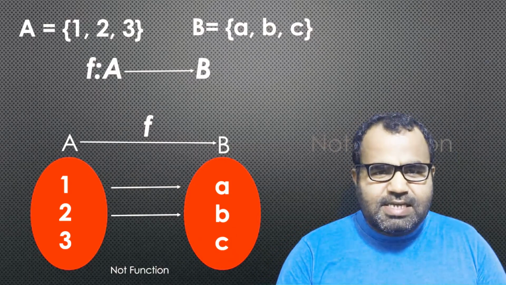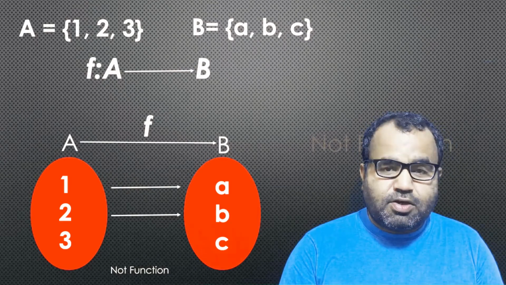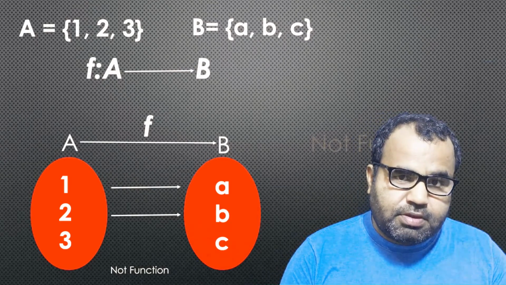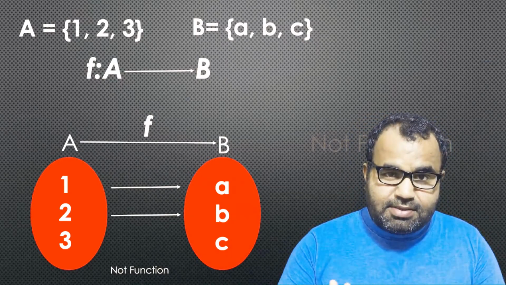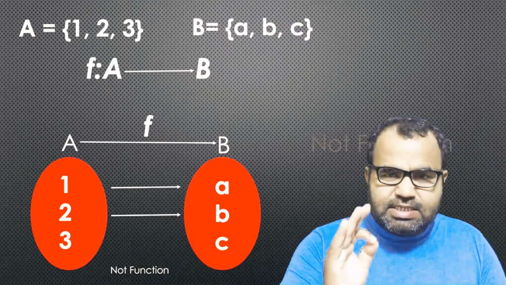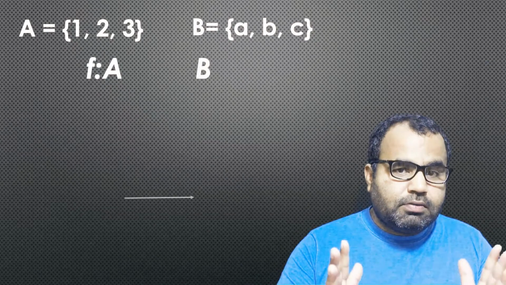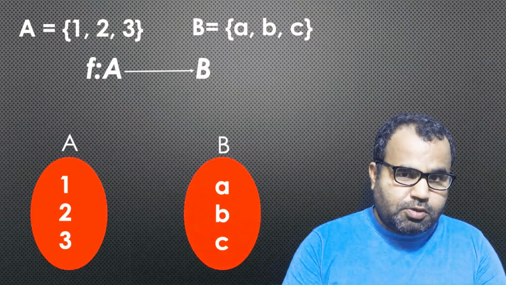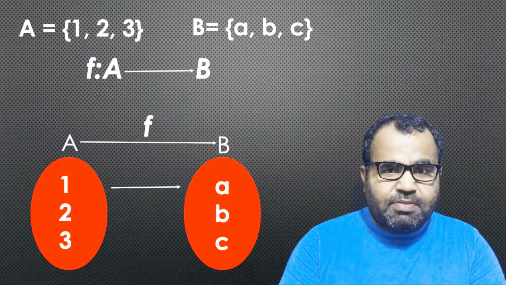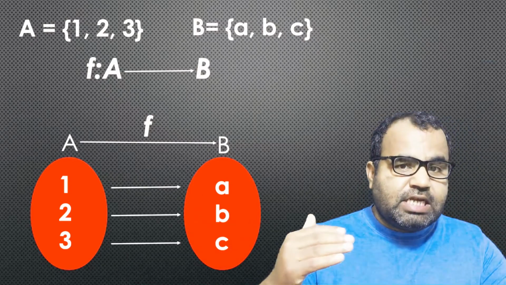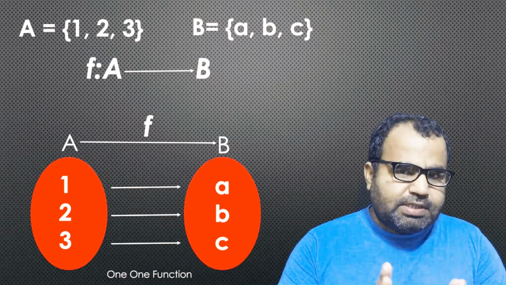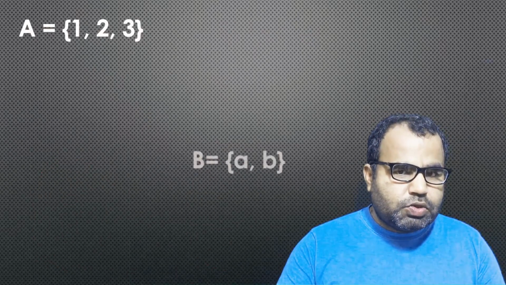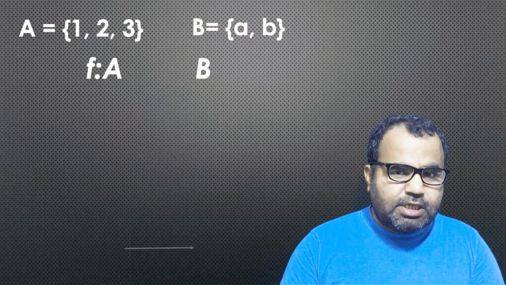Now check that 3 is not attached with any other elements of B. For each input, there is not an output, which means that this is not a function. If distinct elements have distinct images, then it is called a one-one function. Check on the screen that every element of set A has a distinct image in the set B. This is a one-one function.